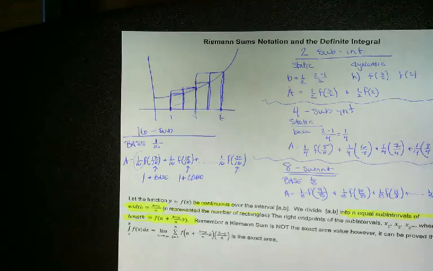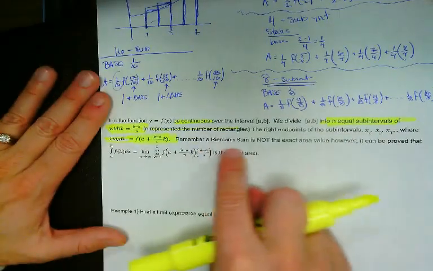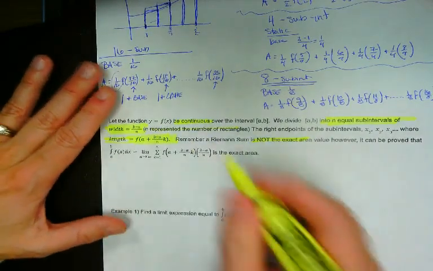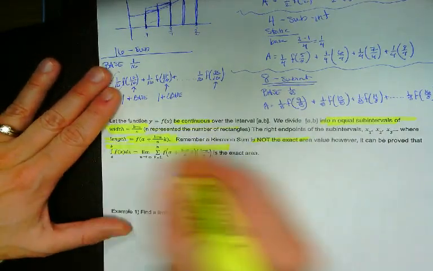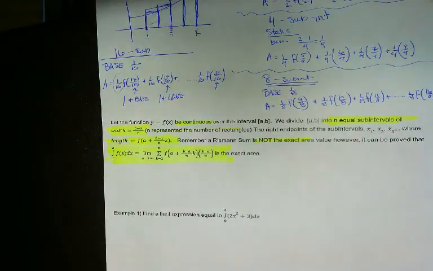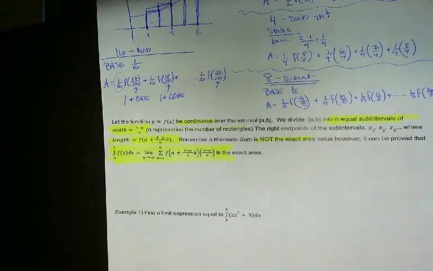1 plus the base times 3, 1 plus the base times 4, all the way up to n. So remember, a Riemann sum is not the exact area. However, it can be proved that this right here is the exact area. Okay? So this is connecting a Riemann sum to the definite integral. So we're going to tackle a question you might see on the exam on how we're going to find this.